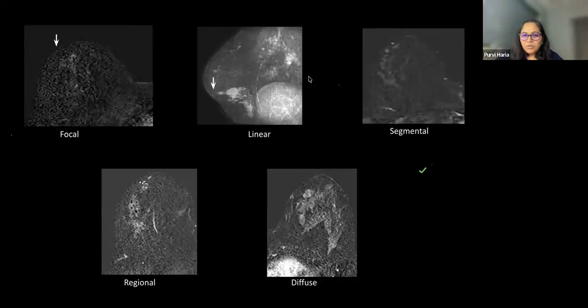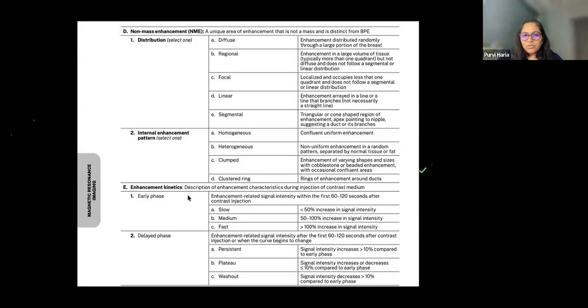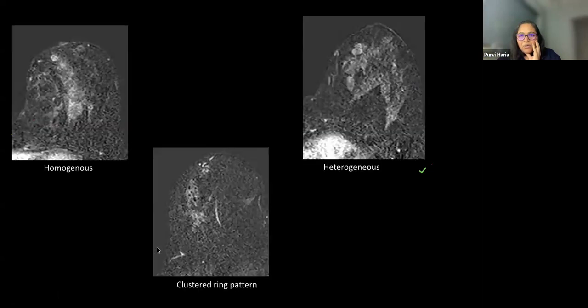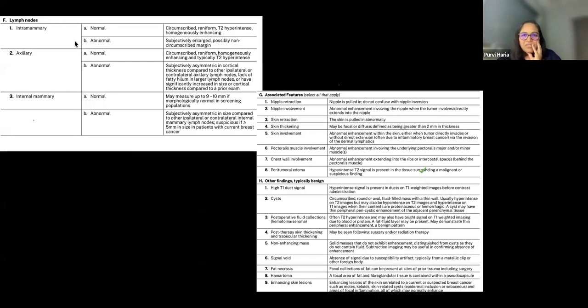Sorry, I'm going back. It also talks about the kinetic curve. We already discussed this: how is the washout characteristic, what is happening in the early phase of the kinetic curve, and what is happening in the delayed phase. Then it also talks about other structures, like the intramammary lymph node and axillary lymph node. There are criteria to call a suspicious intramammary lymph node, suspicious axillary nodes, or suspicious internal mammary nodes. And then we also have to discuss the associated features.